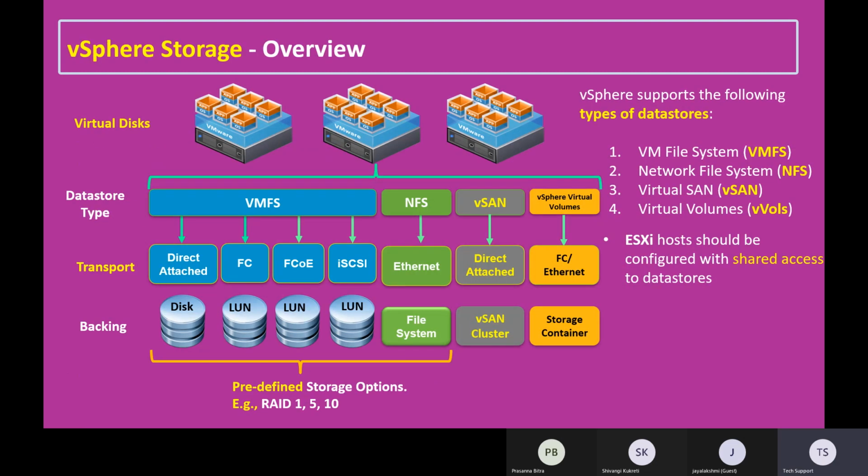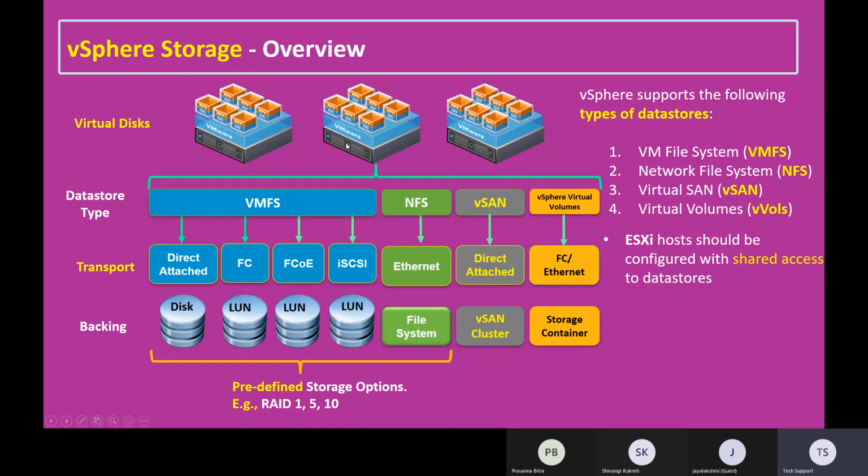So this is a very familiar diagram now. You are already aware that vSphere mainly supports 4 types of datastores. One is virtual machine file system, network file system, and the third one is virtual SAN. This is the one we are going to discuss today. Once we are familiar with vSAN, we can cover virtual volumes. And the ESXi host should be configured with shared access to datastores. All these datastores are supported for shared access, except local hard disk. Except the local hard disk, all the remaining datastores are supported for shared access.